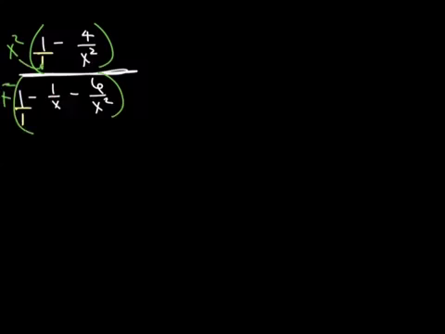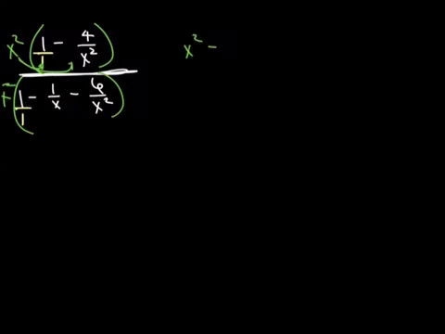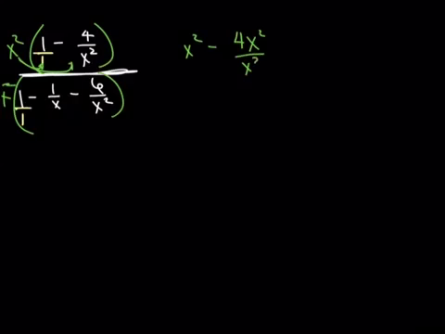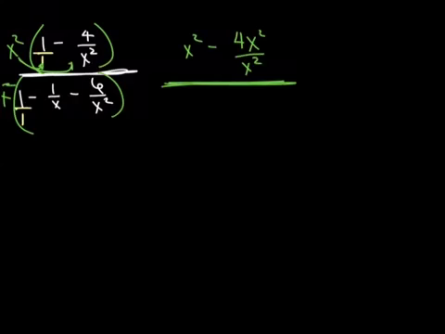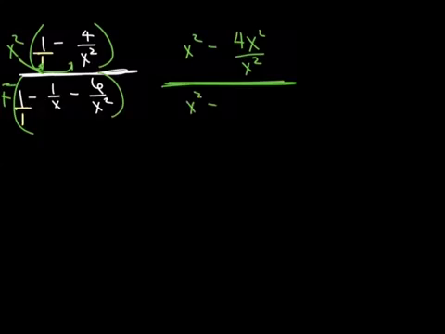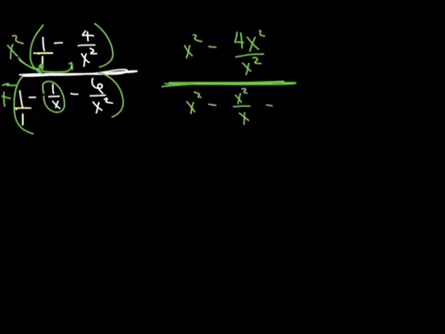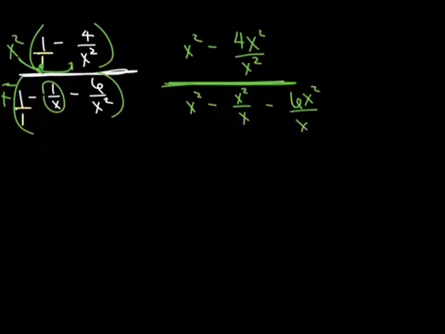So let's distribute along here. x squared times 1 is x squared, minus 4x squared over x squared, over x squared times 1 is x squared, minus x squared times 1 over x, which is x squared over x, minus 6x squared over x squared.